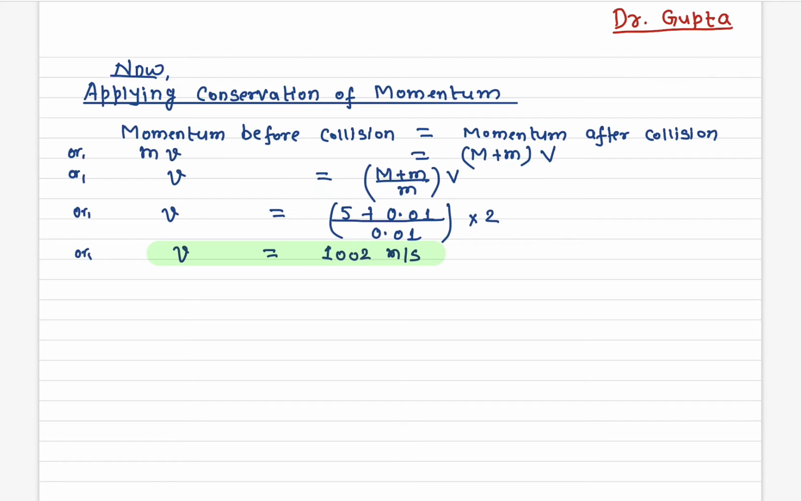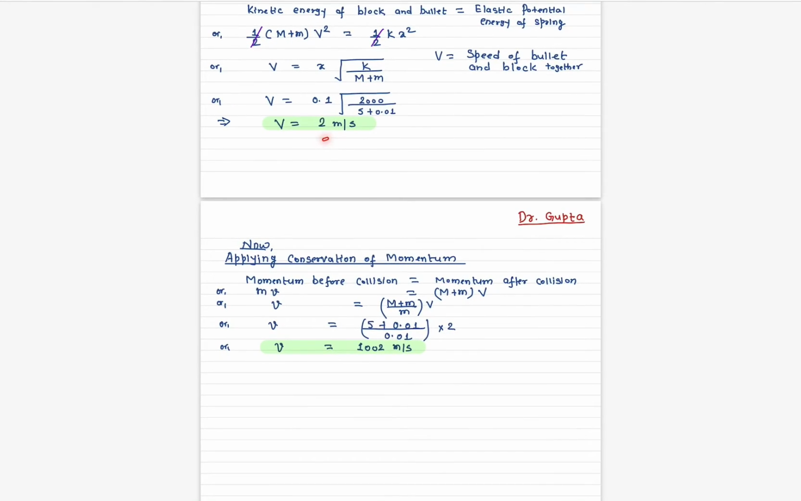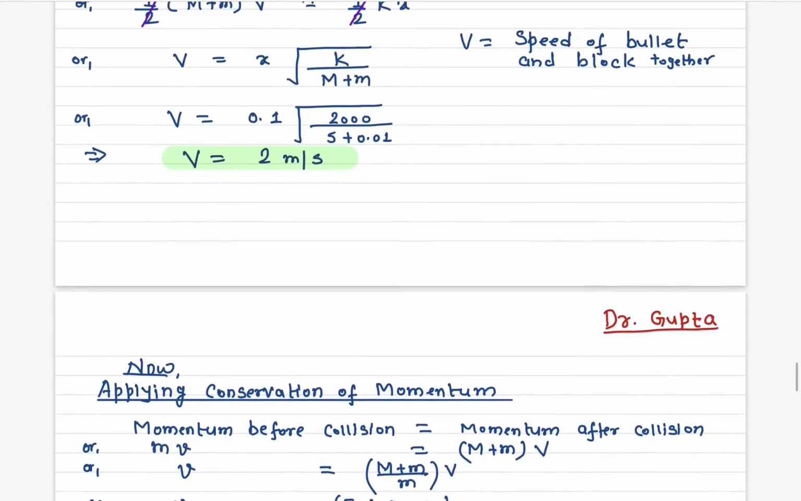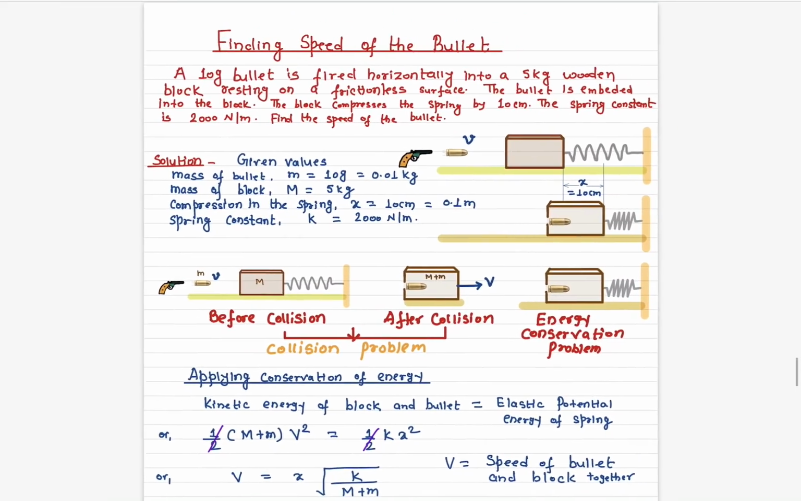So just dividing both sides by m. We know the mass of the block, which is 5. The mass of the bullet is 0.01. And the velocity we just found out is 2 meters per second. So if we solve it, we get 1002 meters per second. So this is the speed of the bullet.